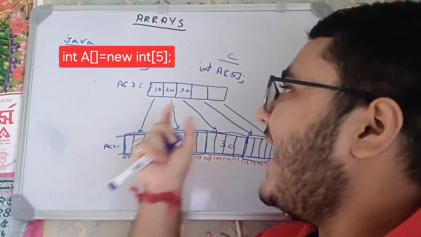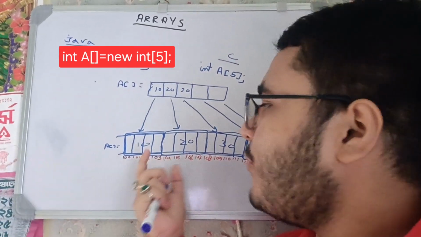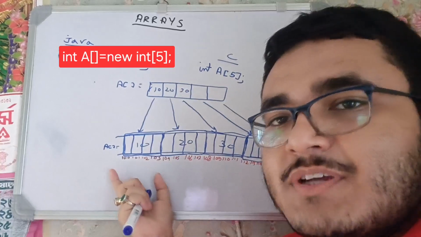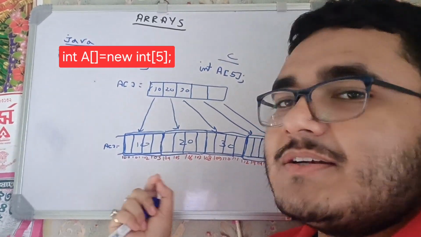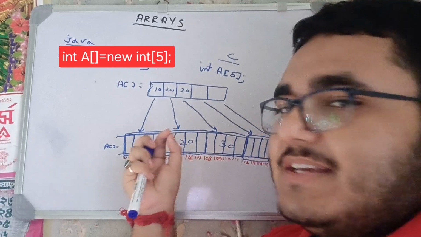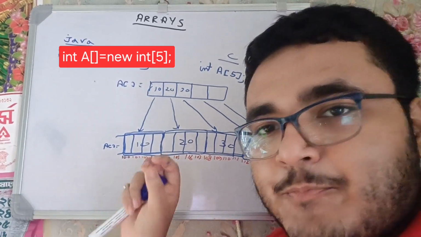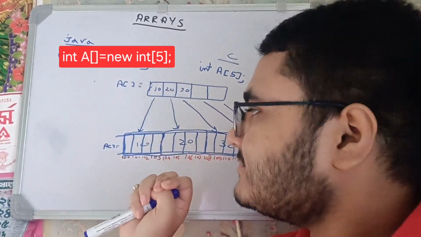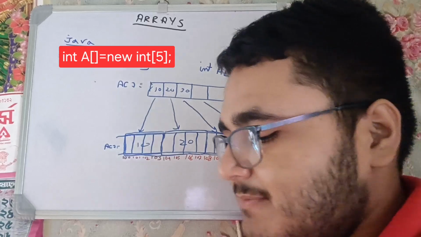Even in case of C, we have a concept called pointers. We can also access these elements using pointers, so we can use address values. But in Java we don't have any concept of pointers. It uses pointers internally, but we cannot access them. So we have another concept now.